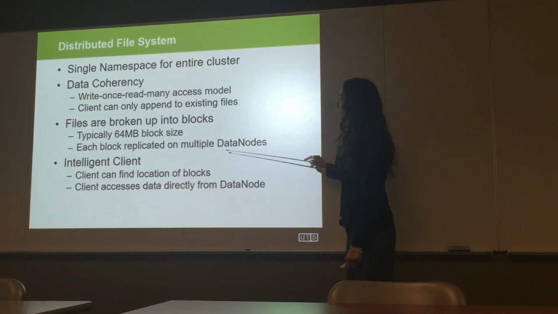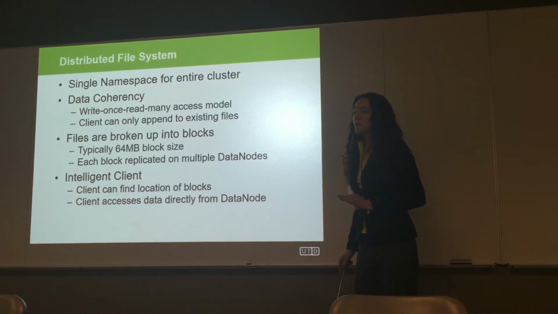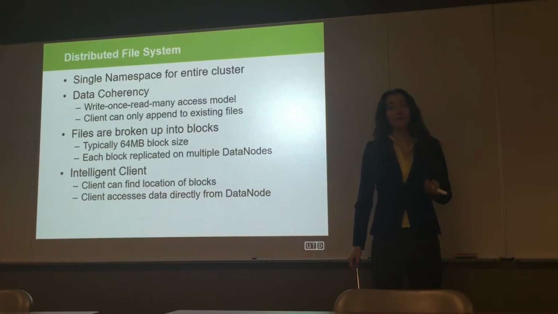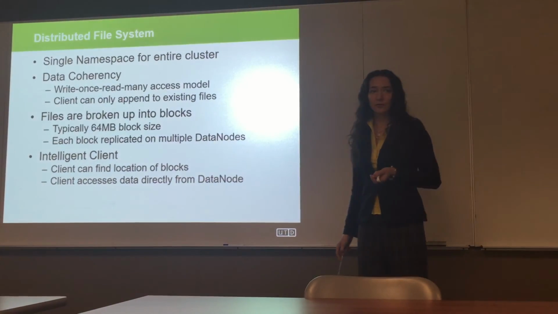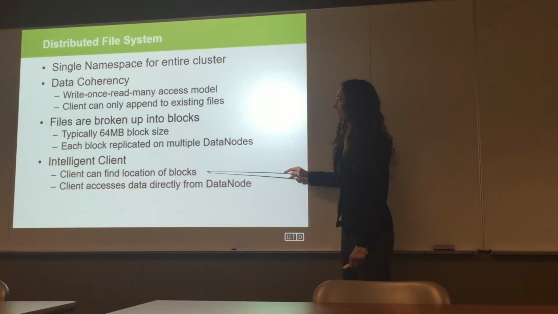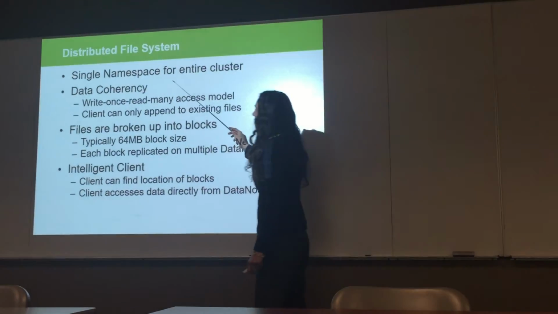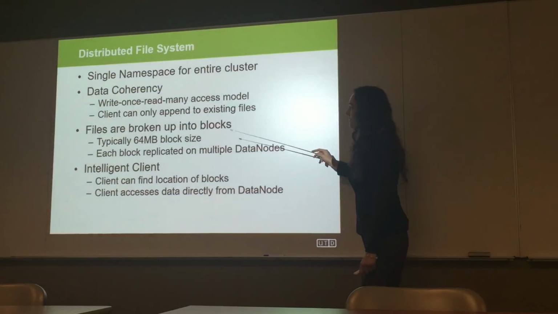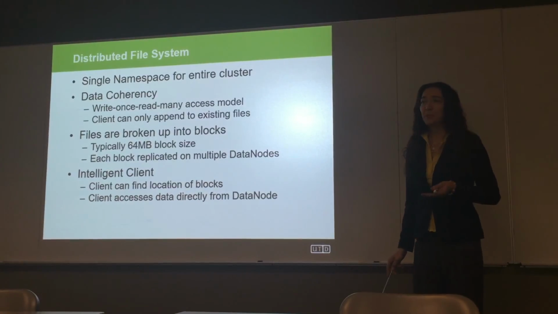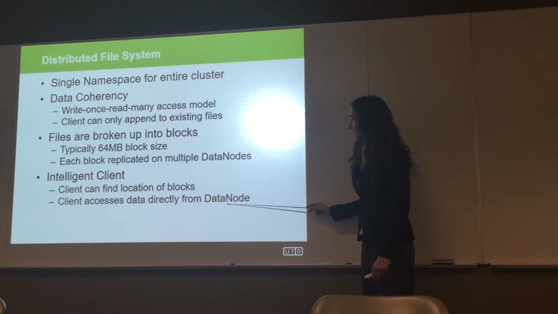Each block is replicated on multiple data nodes. As I mentioned, we keep copies of the file, but not just the file, all the blocks of the file. So the file could be huge, it could take up more than one block. Each block is stored 3 times. Intelligent client: the client can find the location of all the blocks. So this main namespace knows where each block resides, and the client can find the location of all the blocks for a particular file, and it can access the data directly from the data node.